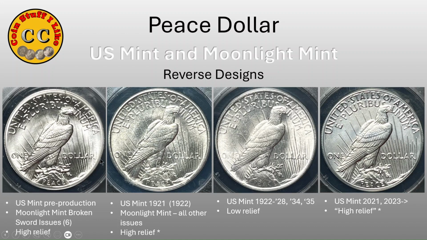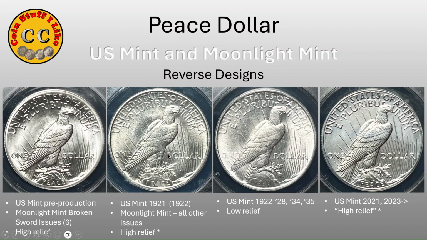Then, as we talked about already, the broken sword was removed, and the official U.S. Mint production in 1921, and some of the proofs that were dated 1922 had high relief, and had this design with the 4 rays under.